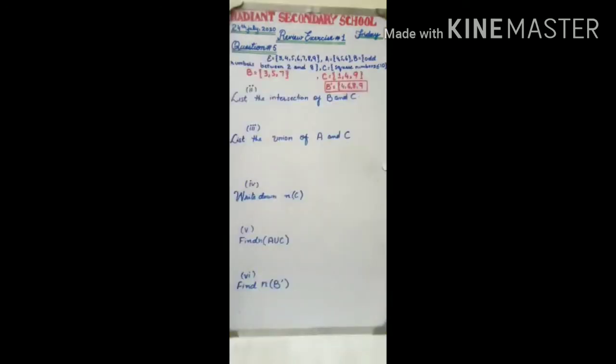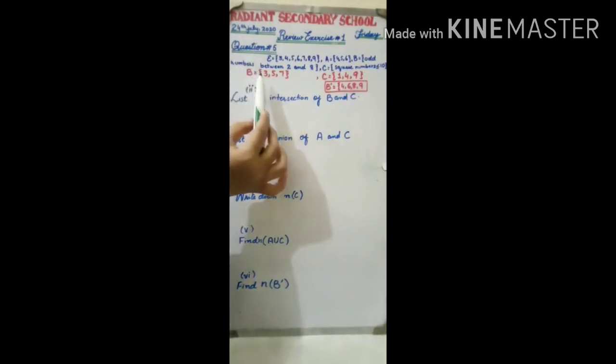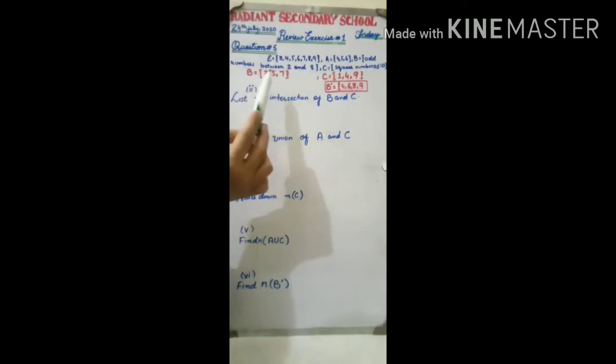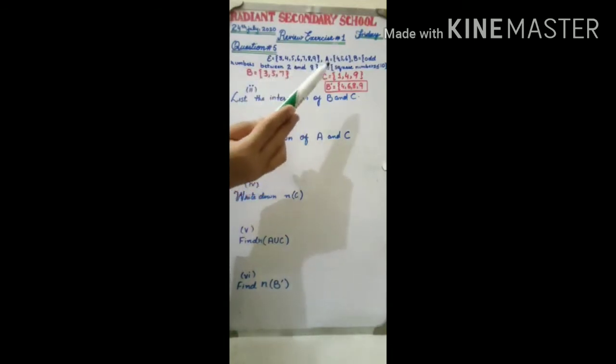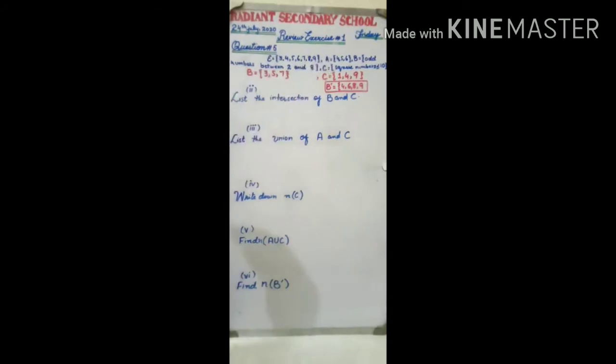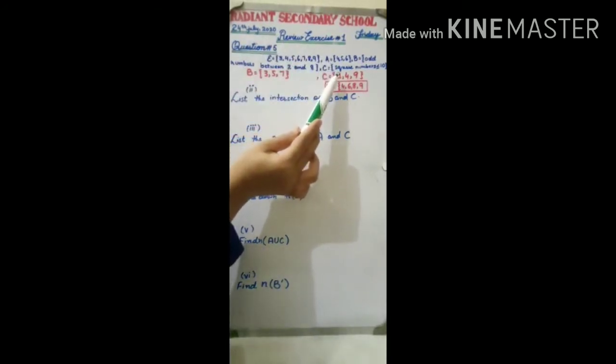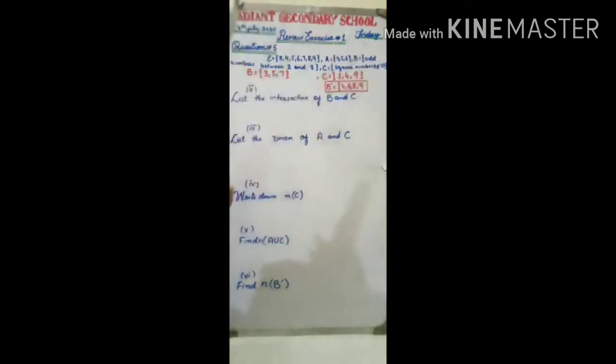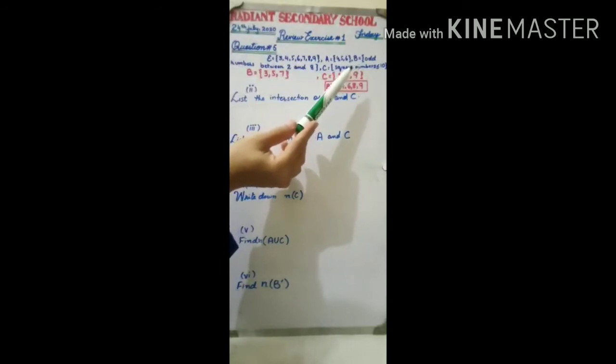Now the remaining part of question number 5, the second part, is to list the intersection of B and C. I have written the B set for you, given in the question as odd numbers between 2 and 8, that will become 3, 5 and 7. The C set is square numbers less than or equal to 10. 1 is a square number, 4 is also a square number, and 9 is also a square number. We have to take square numbers less than or equal to 10.